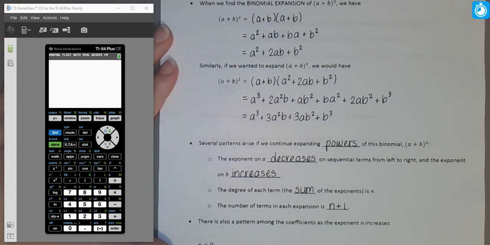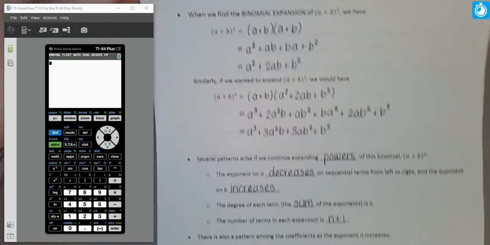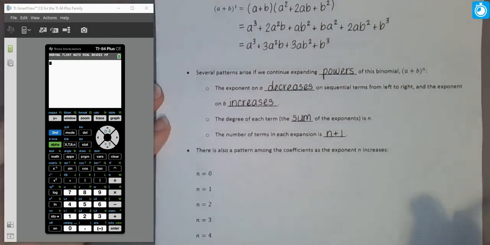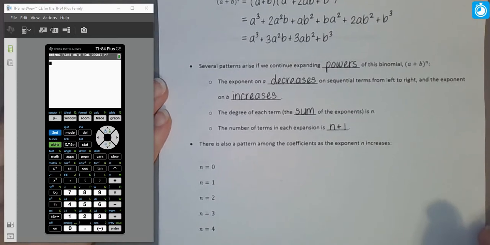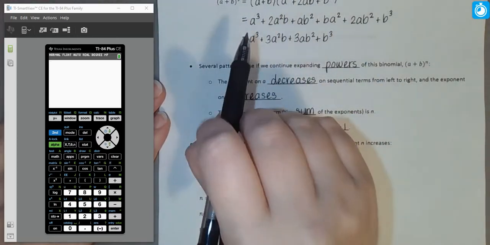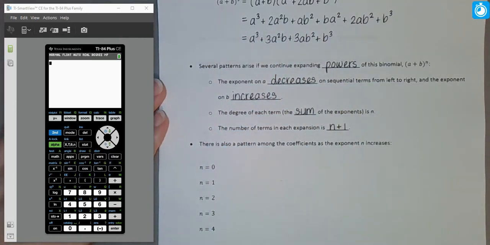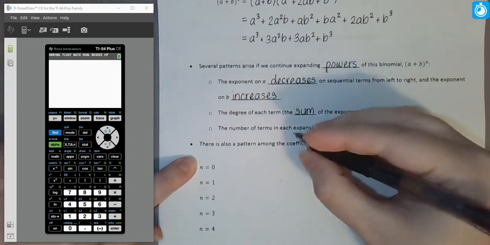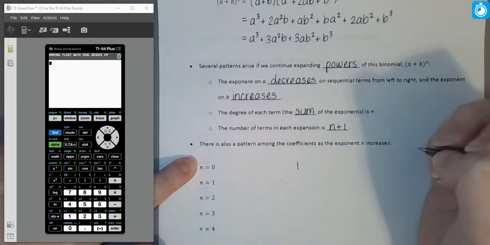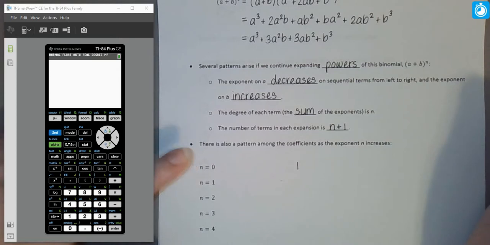Now the other pattern that we don't necessarily recognize initially in terms of just what is the pattern, what's actually happening as we go from one expansion to the next, is what's happening with the coefficients as n increases. So in other words, the coefficient as we work our way across our terms left to right. So if n is 0, then we will have just a coefficient of 1. Anything to the 0 power is just 1. So we're just going to have a 1.